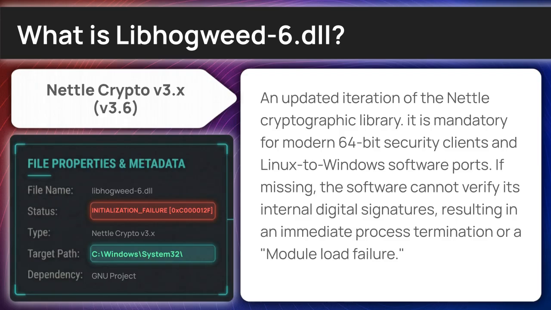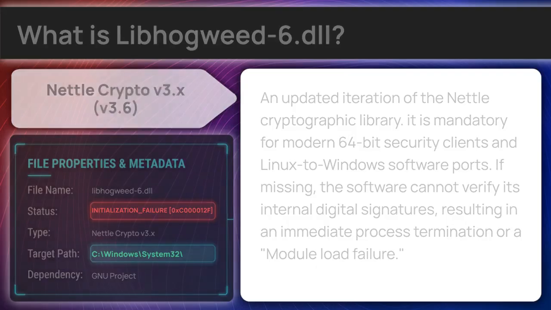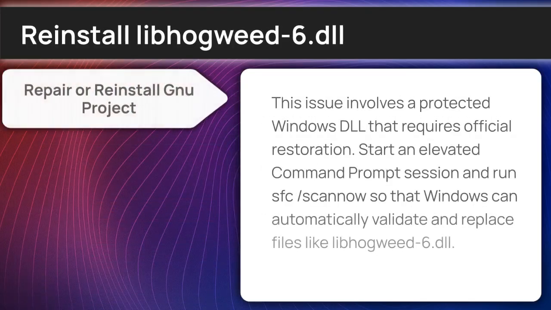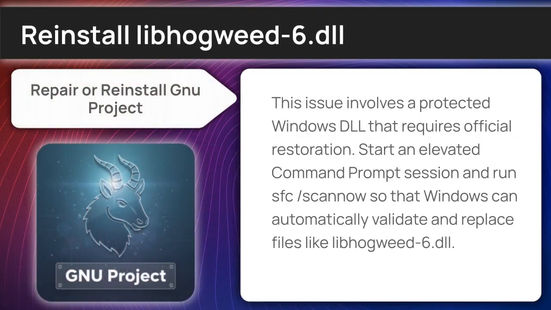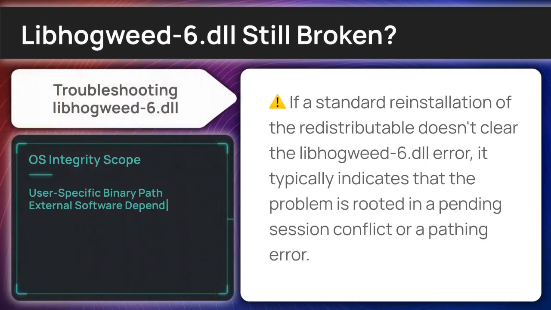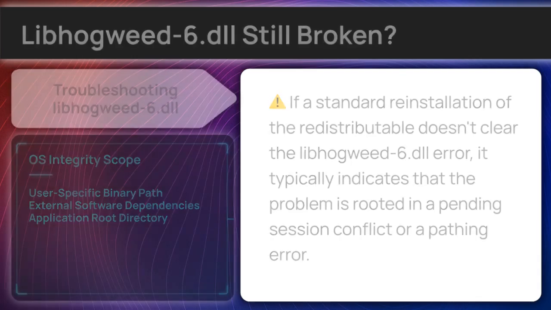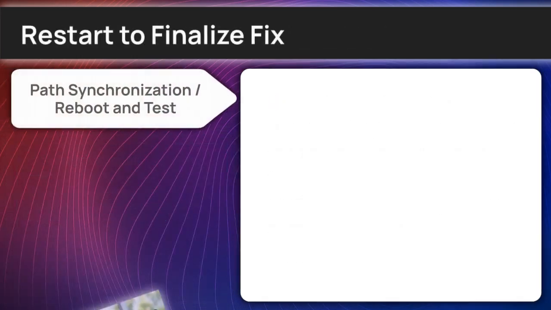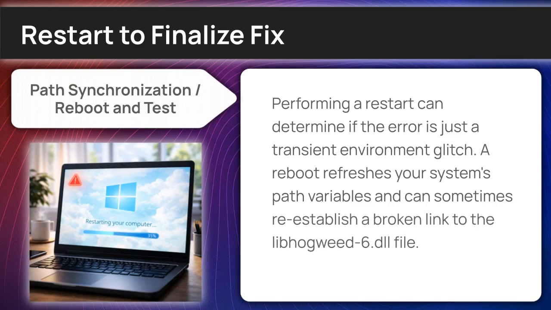Our first move is installing a fresh, clean copy of the library. This issue involves a protected Windows DLL that requires official restoration. Start an elevated command prompt session and run sfc /scannow so that Windows can automatically validate and replace files like libhogweed-6 library. When a fresh installer fails to clear the error, it typically points toward a deeper conflict within the Windows execution layer. A quick system restart is a practical way to ensure that all shared libraries, including libhogweed-6 library, are being loaded correctly into the current session's memory.